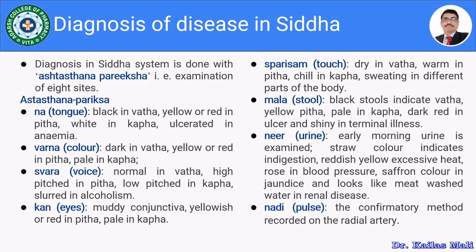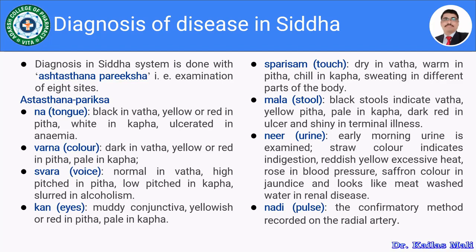Then Neer, it is also known as urine. Early morning urine is examined. The straw color indicates indigestion, reddish yellow is due to excessive heat, rose in blood pressure, saffron color in jaundice, and looks like meat-washed water in renal disease. So if you observe the urine also, it can give us an idea about the diagnosis of the particular patient in the Siddha system of medicine.